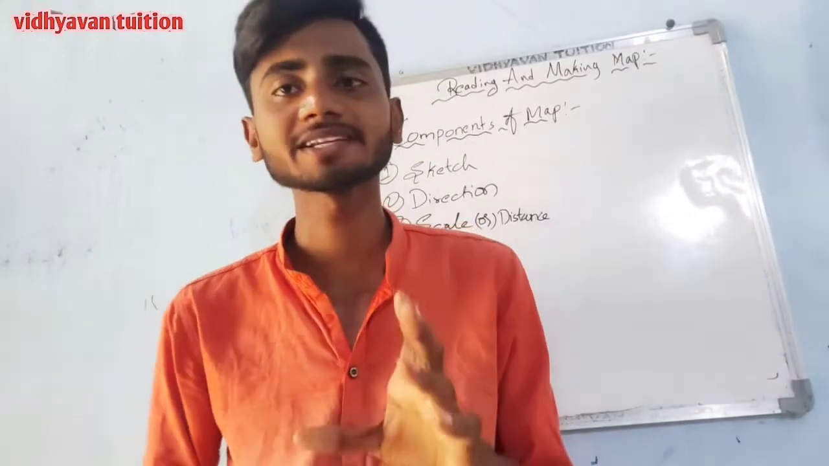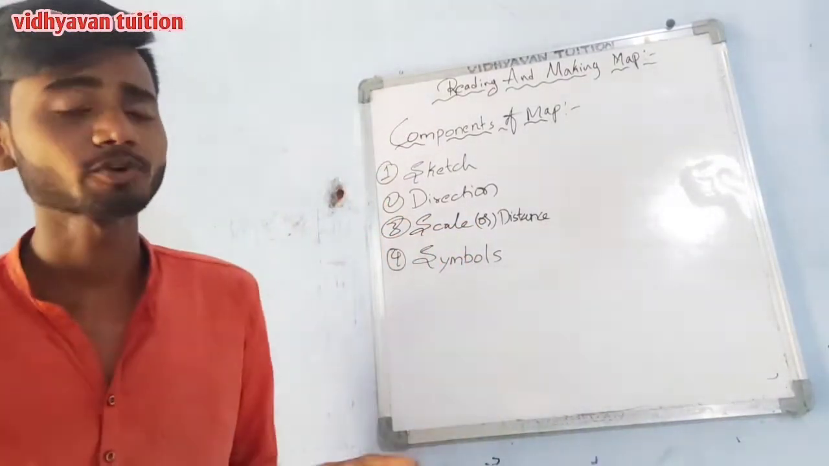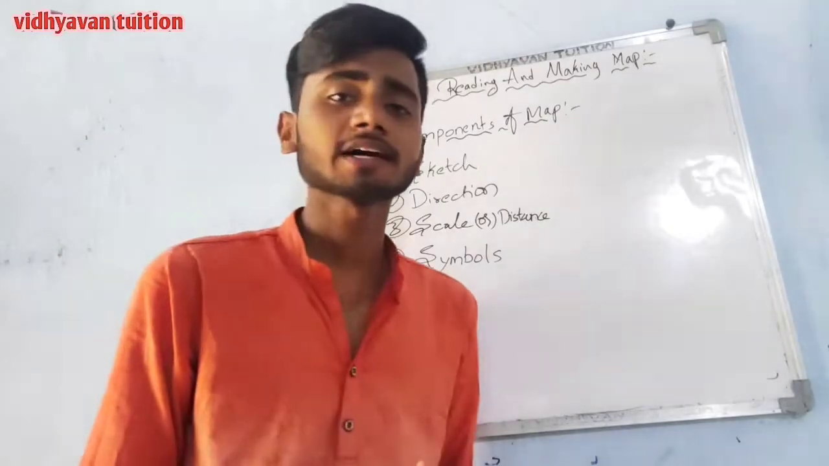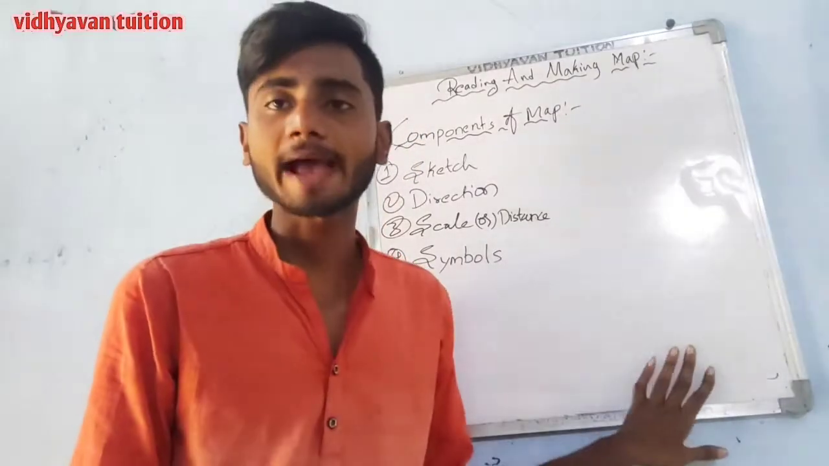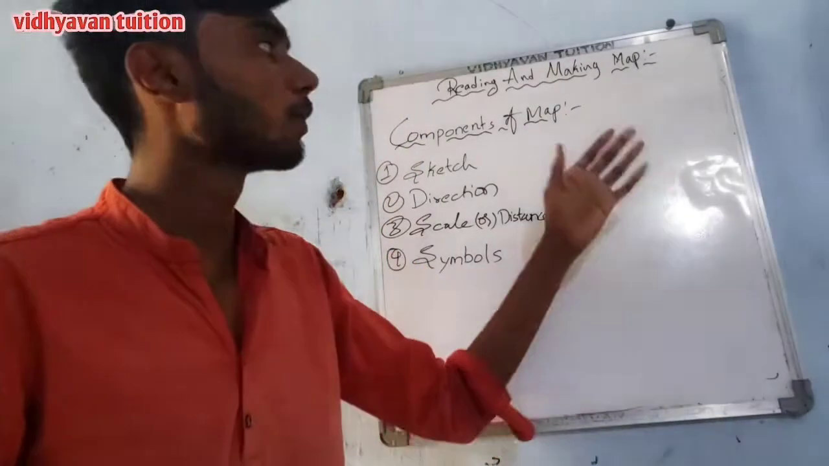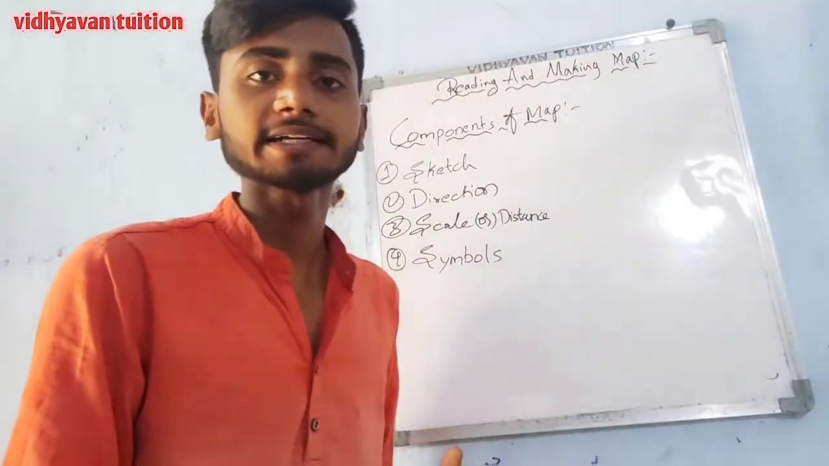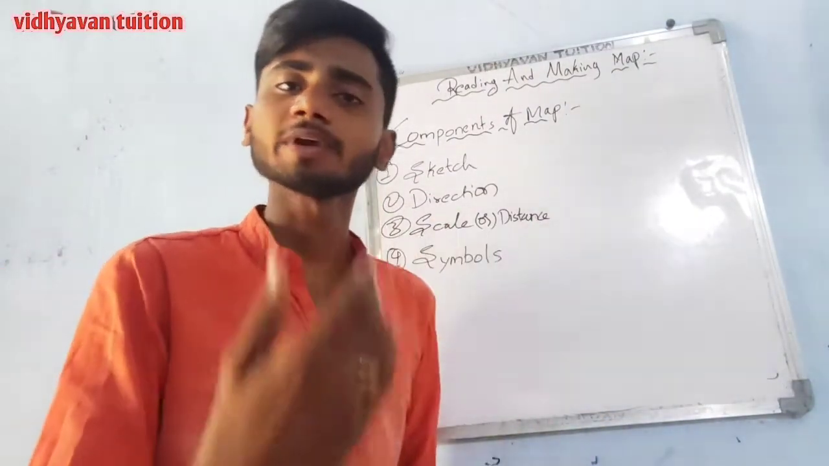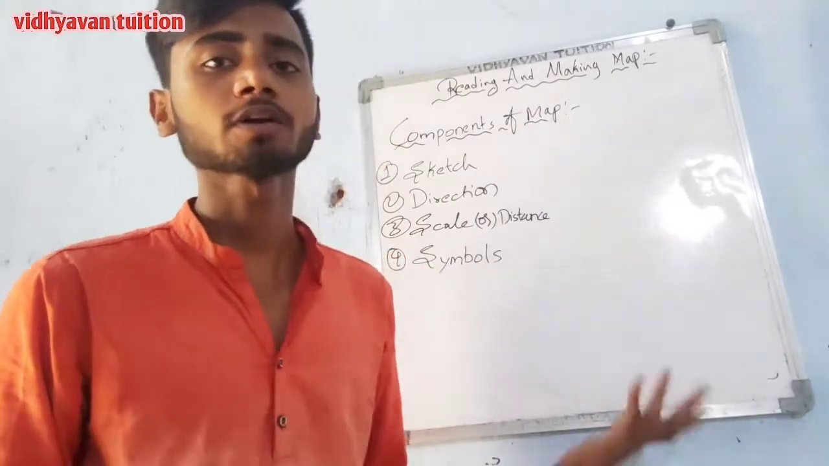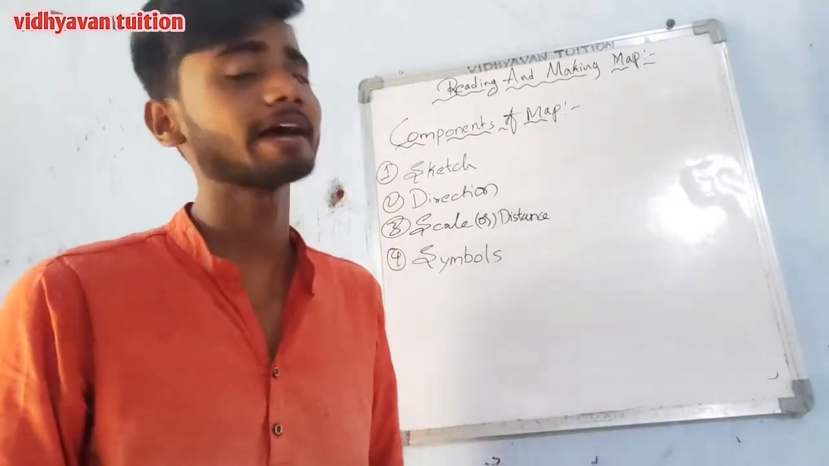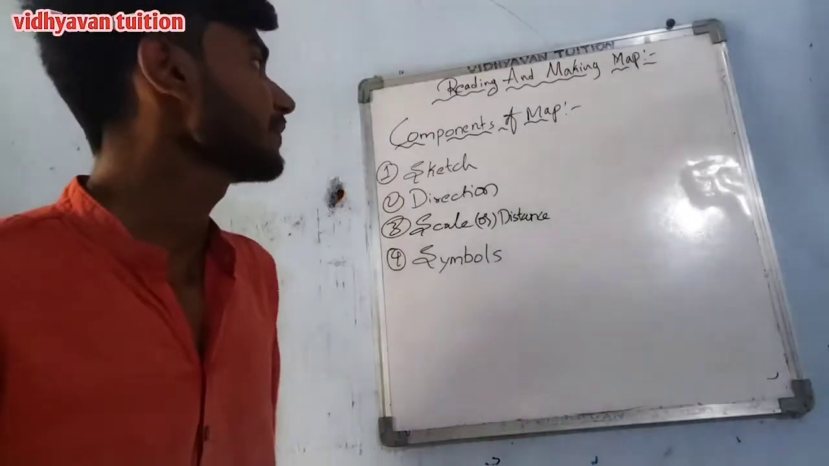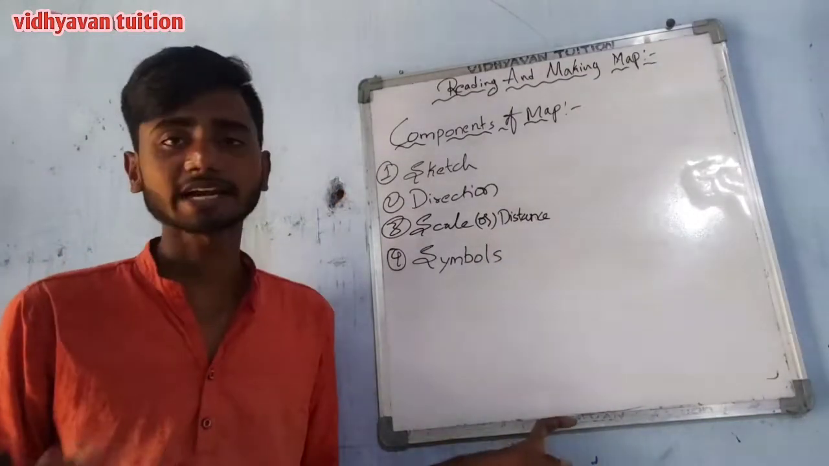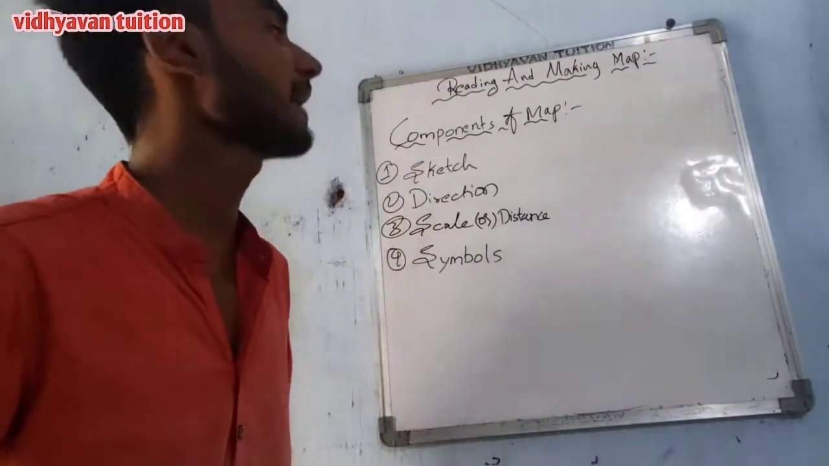Okay, hi dear students. In the last class we studied the differences between types of maps, how maps started, and who the first inventor of the map was. We also studied what an atlas is and what is there in the atlas. In the second class we are going to study about the components of the map.